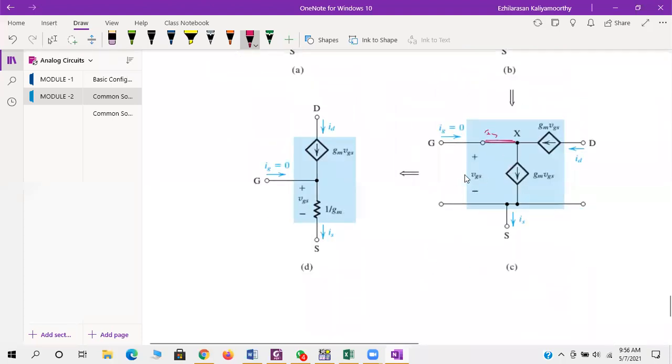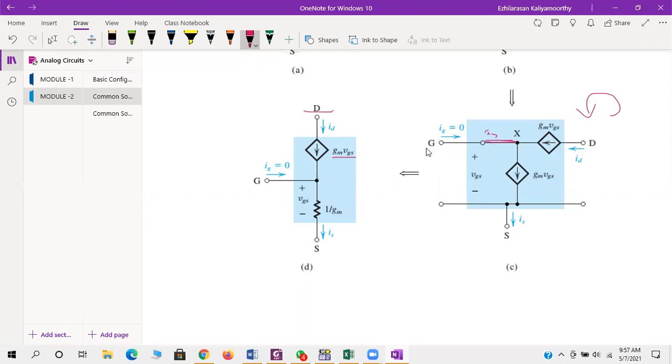Now from this, what happened here? We see it rotated counterclockwise, you rotate this straight away. See the D is here, ID, the same ID, the current source gm VGS. Okay, fine.